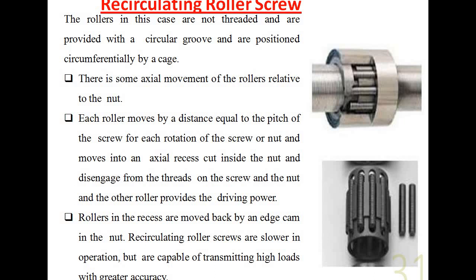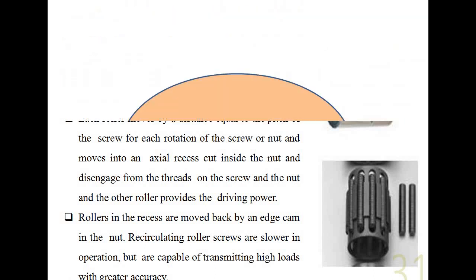These are the recirculating roller screws, a series of recirculating rollers situated inside the nut. The rollers in this case are not threaded and are provided with circular grooves, and are positioned circumferentially by a cage. The cage is provided for the protection of the recirculating rollers. Thank you. This is the basics of CNC machine tools.